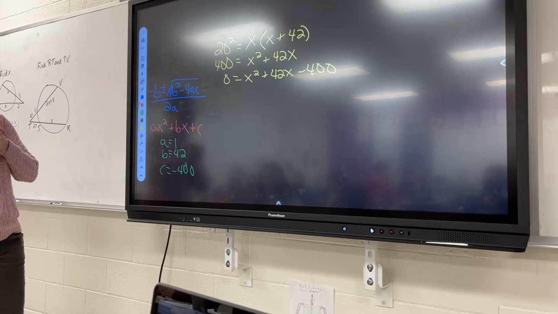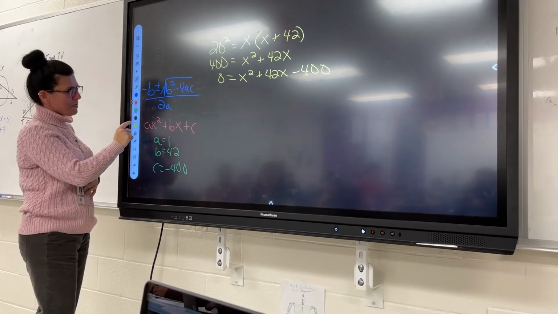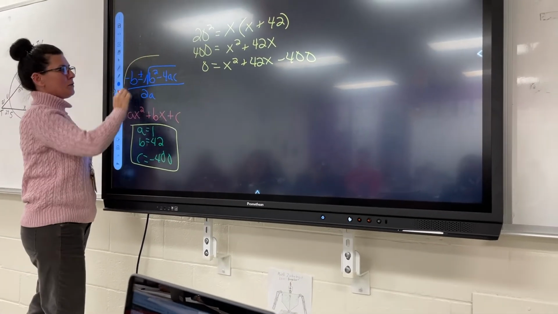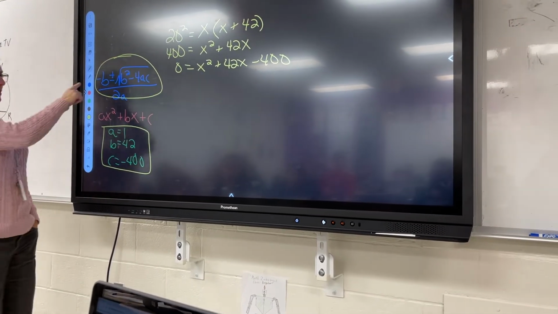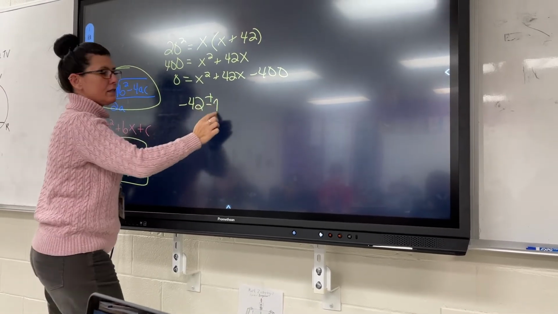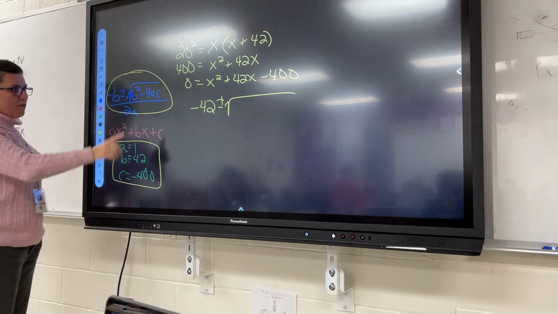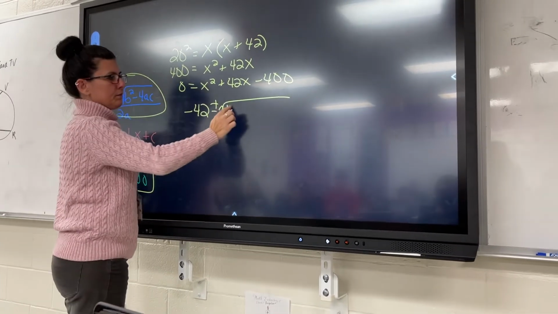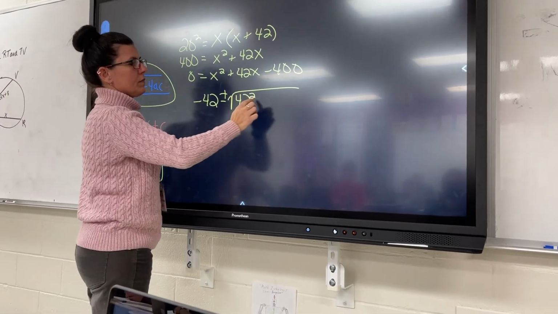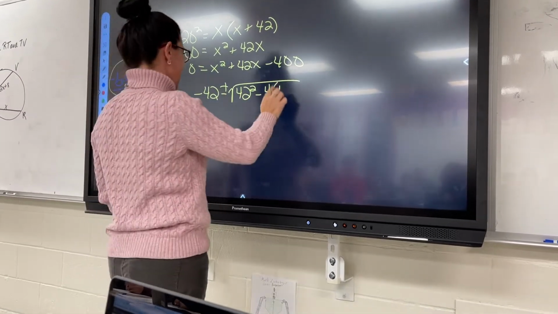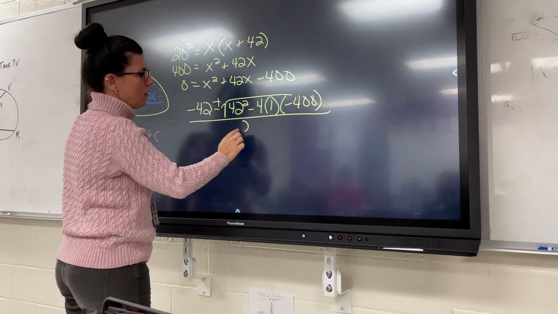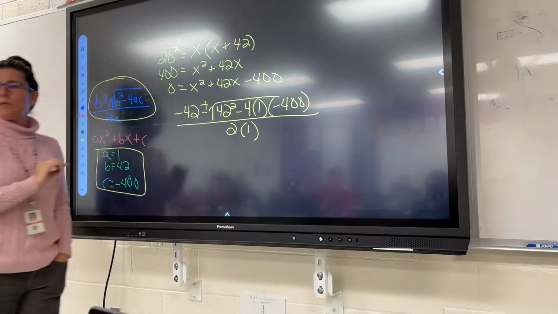Okay, we got it. Let's use this and put it into this. So negative b is 42. So negative 42 plus or minus the square root of b squared, minus 4ac, all over 2a. All I did was plug it in.